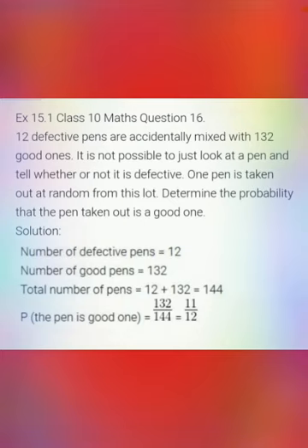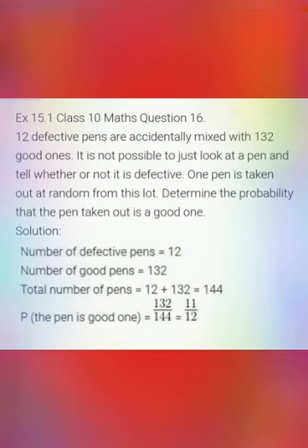Okay, here first try to understand how many are defective pens. Defective pens are 12. It got mixed up with the good pens. How many are good pens? 132. So the whole lot means the total number of pens. How many are total pens? Good ones and defective ones. So 132 plus 12 makes 144 in number. So shall we find the probability of picking up a pen that must be a good one?